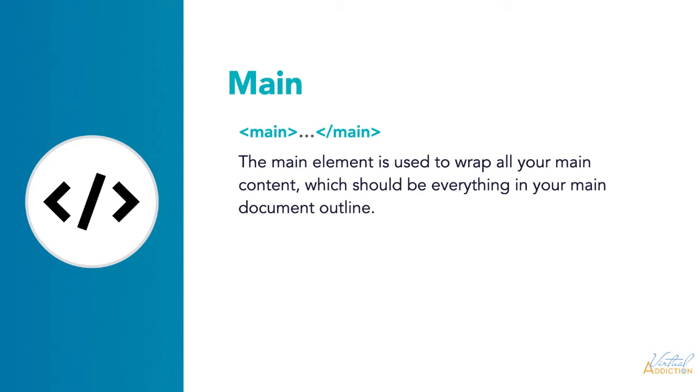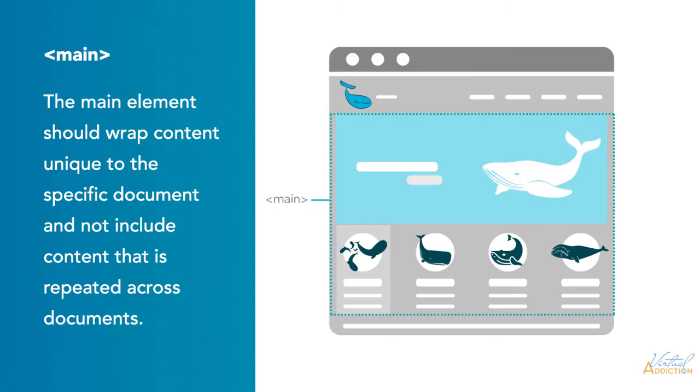The main is an element that you would use to wrap all of your main content, which should be everything in your main document outline. Sidebars, navigation, logos, copyright information, and similar content are not part of the main document outline, and they shouldn't be included inside of main. The main element should wrap content unique to the specific document and not include content that is repeated across documents. For example, your global navigation should not be inserted into the main element.